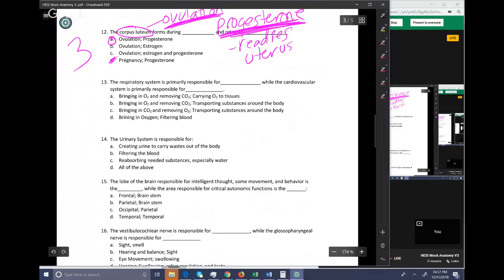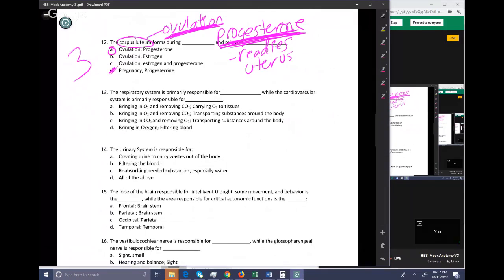The respiratory system is primarily responsible for what, while the cardiovascular system is primarily responsible for what? This one might be a bit of a toss-up for a lot of you, where either of them could be fairly easy to answer, but maybe a little tricky. I like cardiovascular because I feel like it's really easy to describe what the cardiovascular system does. So I'll look at that first. I'll look at the second part of the answers first.